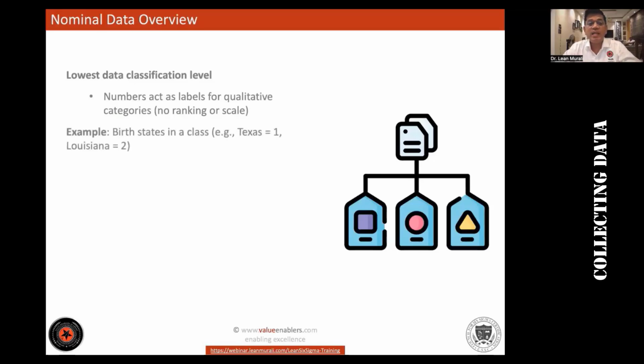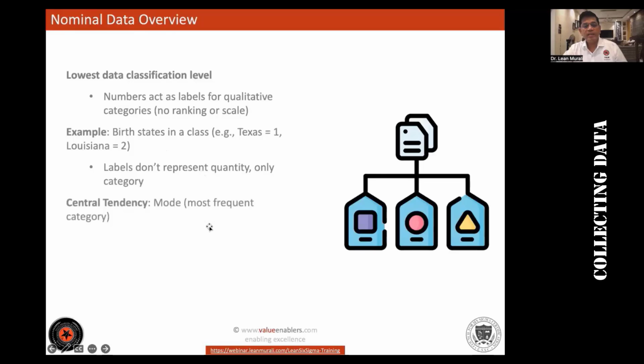Numbers act as a label for this qualitative data characteristic. For example, birth states in a class: Texas 1, Louisiana 2, etc. Labels don't represent quantity, only category. The central tendency is mode. Please write that. Generally in central tendency, we have spoken about mean, median, mode earlier. The central tendency is mode, which is the most frequently occurring category.